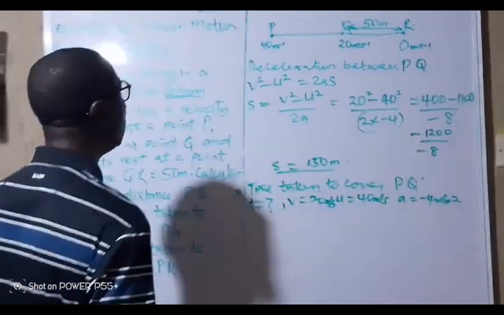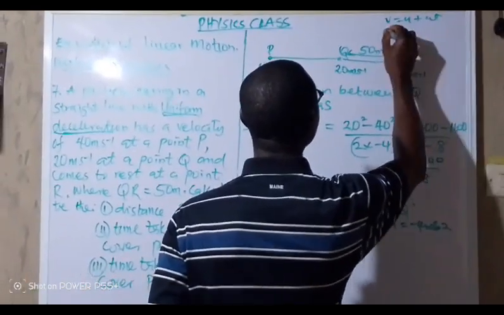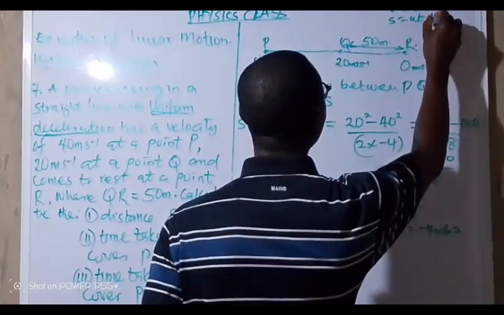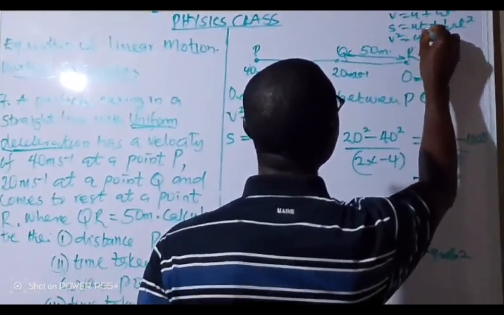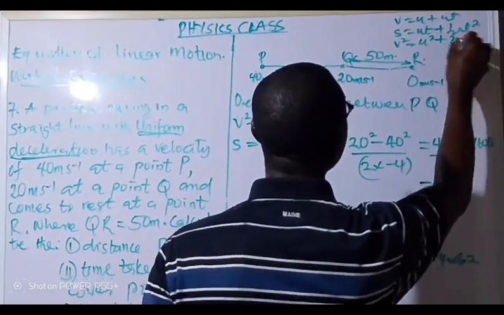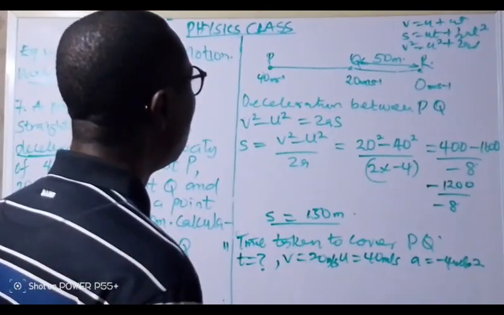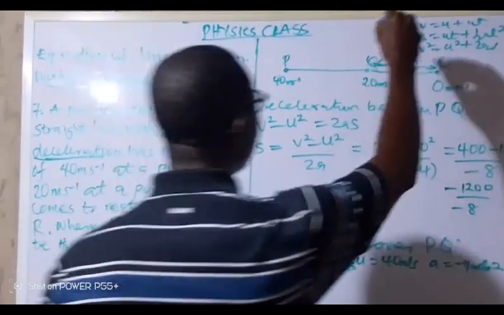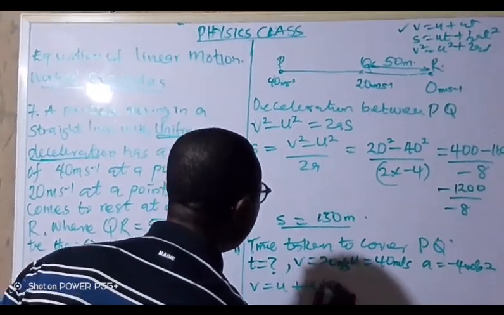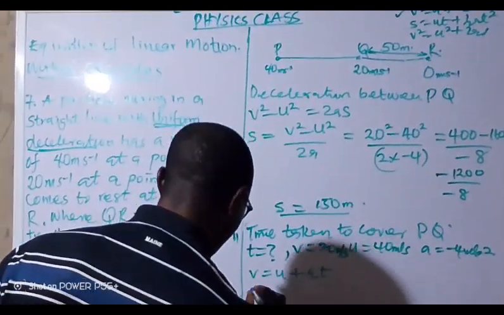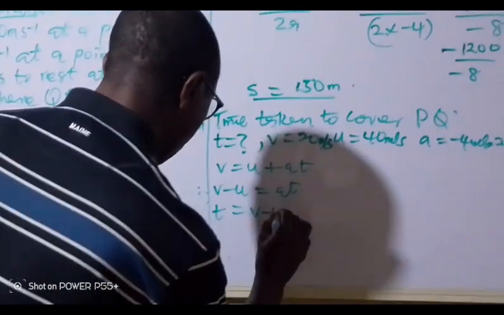Now, according to our formula, V is equal to U plus AT, S is equal to UT plus half AT square, and V square is equal to U square plus 2AS. We can now say that we need time here, and the suitable equation for this one is equation 1. So by saying V is equal to U plus AT, we need time. So that will be V minus U is equal to AT. T now is equal to V minus U over A.